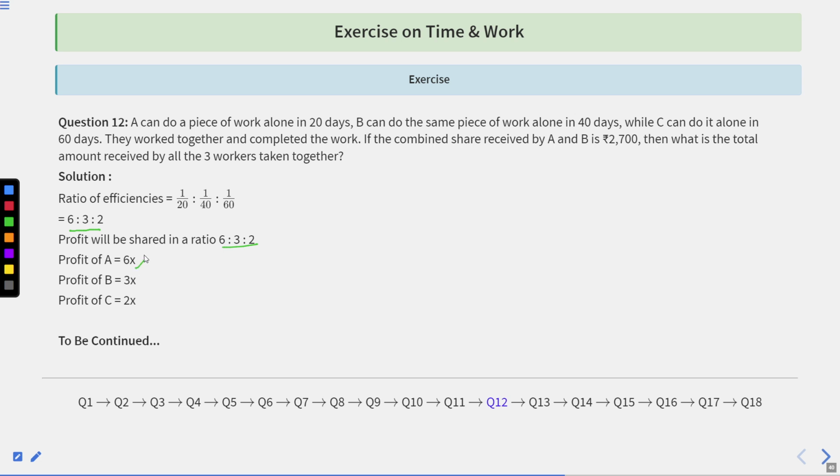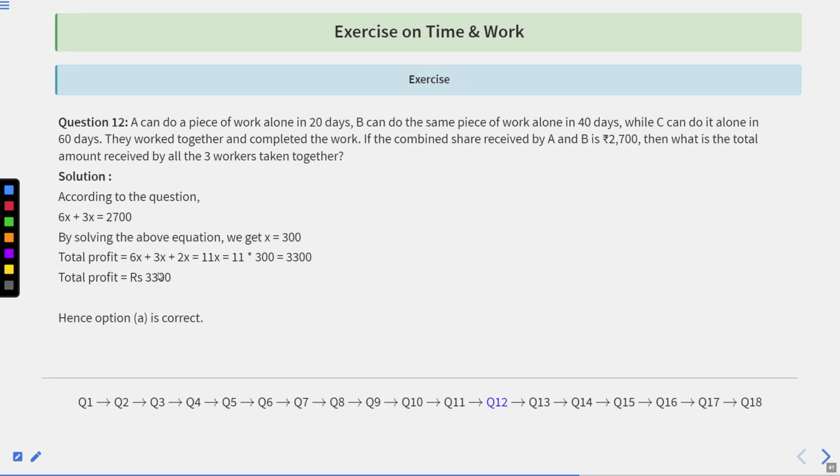So the profit of A will be 6x, profit of B will be 3x, and profit of C will be 2x. According to the question, 6x plus 3x is given to be 2700, that is the share received by A and B together. While solving the equation, you will get x equal to 300. So the total profit was 6x plus 3x plus 2x, that is equal to 11x. Now put the value of x, that is 300, you will get 3300 rupees. So the total profit earned by A, B, C together is 3300 rupees. So the correct option here is option A.